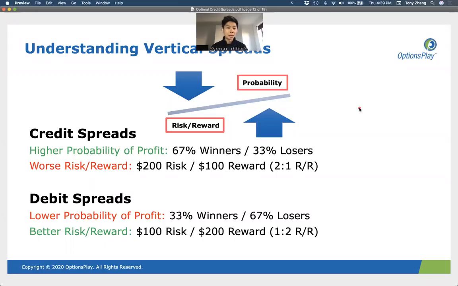And unfortunately, I see too many beginners will say, well, I'm going to buy the cheap one because why would anyone want to buy the expensive one? Not really realizing what trade-off you're making when you're buying these really cheap out of the money options. And it really comes down to the trade-off between probability and risk to reward.